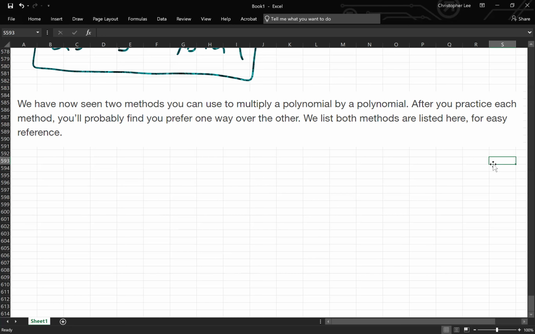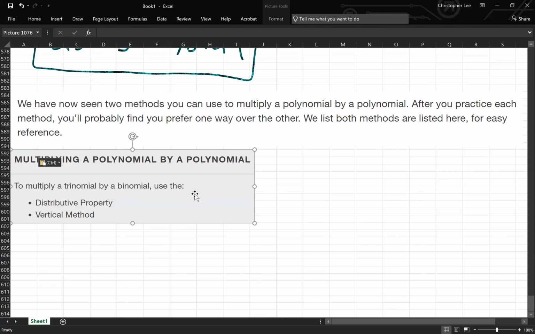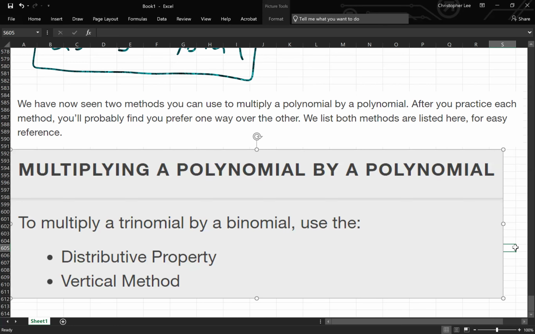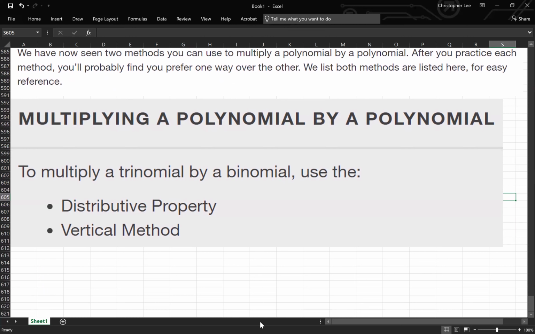So we have now seen 2 methods that we can use to multiply a polynomial by a polynomial. After you practice each method, you'll probably find one that you prefer over the other, right? So let's look at the list of those methods real quick. It's the list that works for anything. Anything, your choice. So to multiply a trinomial by a binomial, you use the distributive property, use the vertical method, whatever works for you. No pressure, no pressure.